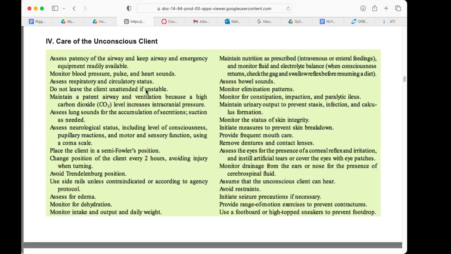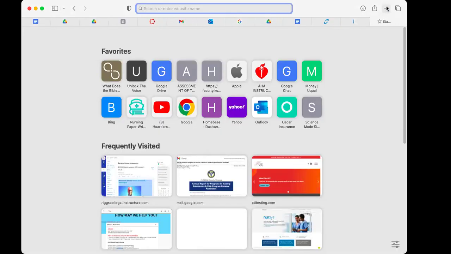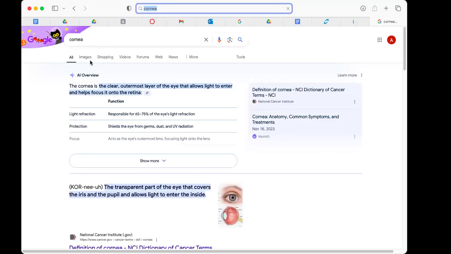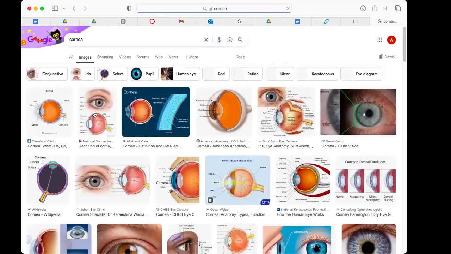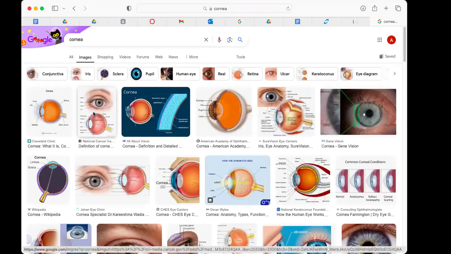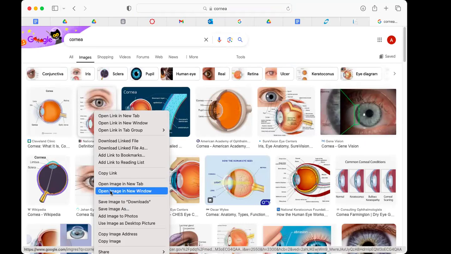Assess the eyes for the presence of corneal reflex and irritation. So that basically is their blink reflex. Your cornea is a transparent covering over your eye. So let me show you a picture, because I know in nursing school, I just could not get this. I didn't understand what the cornea was. I tried to memorize it, but until you see these pictures, they will help you understand better.